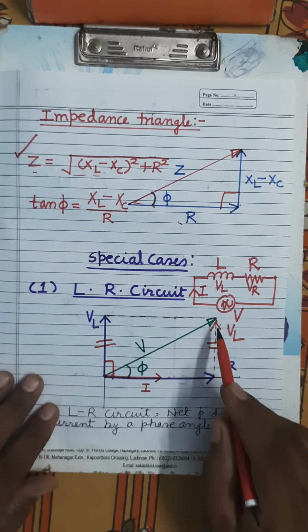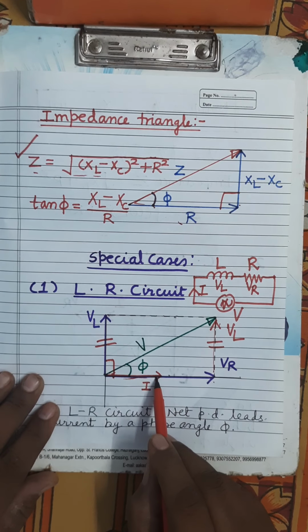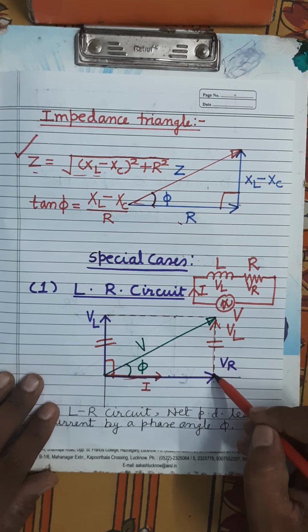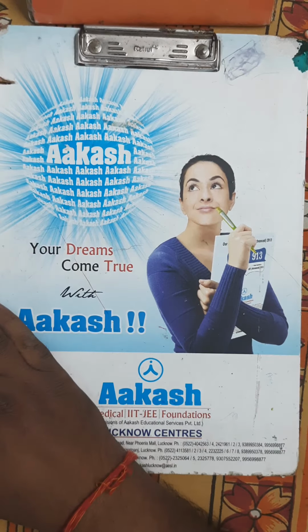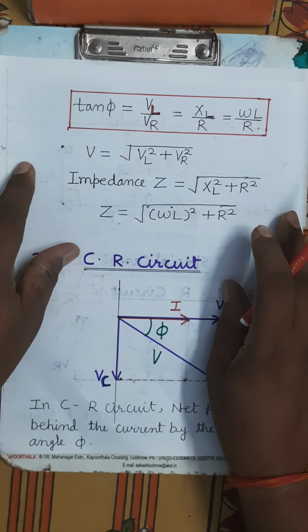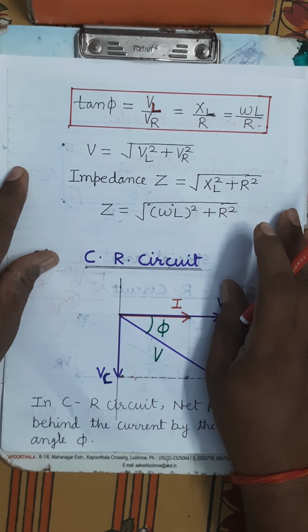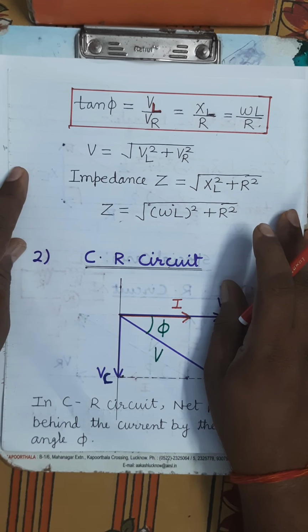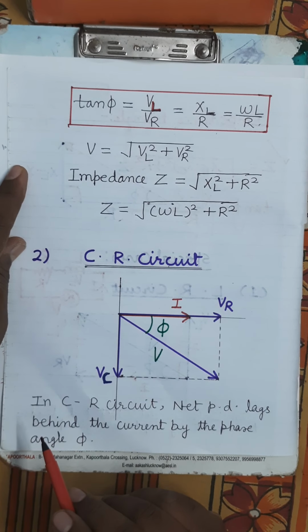You can see from here once again, tan phi will be equal to VL upon VR. We will not write VL upon I, because here we have taken VL, so this will be VR. It's clear. So tan phi equals XL upon R, that is omega L upon R. Means in the LR circuit, the net potential difference leads the current by a phase angle phi, which is given by tan phi equals omega L upon R.